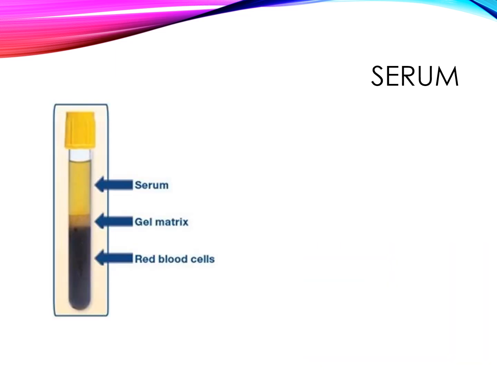So as we discussed, serum is the fluid portion of the blood after it is clotted and after fibrinogen has been removed in the clot. As you can see here, this is a serum separator, gold tube, and there is gel in the middle. Before you put the blood in this tube, the gel will be on the bottom.